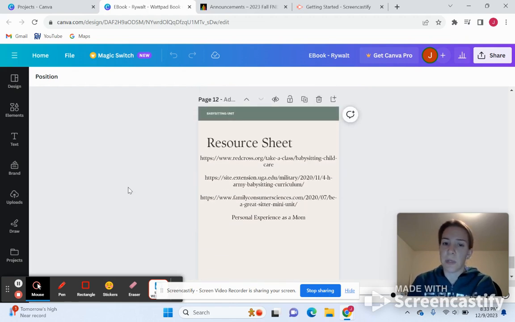And lastly, a quick resource sheet. So I found a lot of my information on the Red Cross. There was also an extension or a military site that I followed with their babysitting unit. There's a family and consumer science page that I followed, and then also just my own personal experience as a mom. So that is the quick version on this unit.